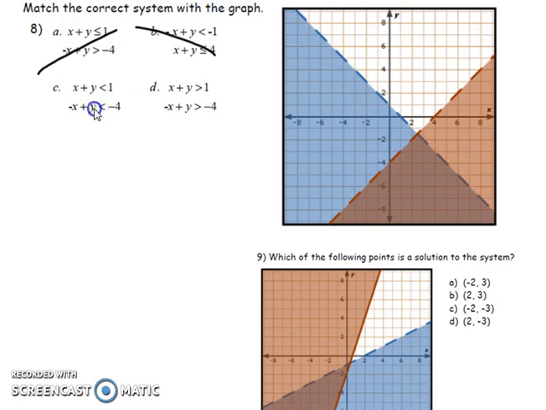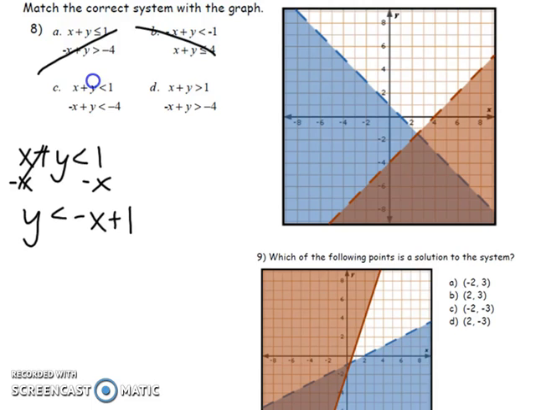So let's look at this one right here. x plus y is less than 1 minus x. y is less than -x plus 1. So let's see which of those lines goes through +1. It'd be this blue line. It is dashed, it is going down, down, down, and they did shade below. So this is actually probably a good choice, but we need to make sure by checking this one.